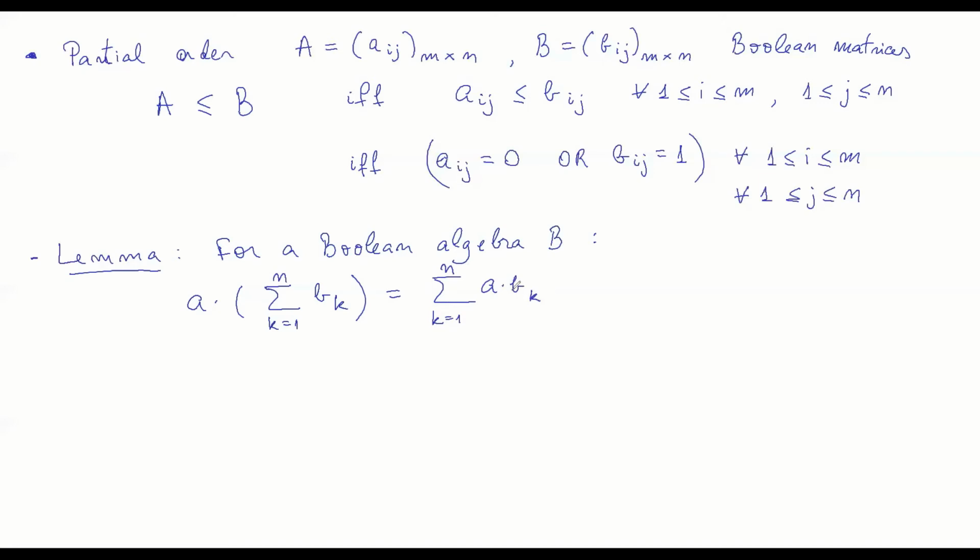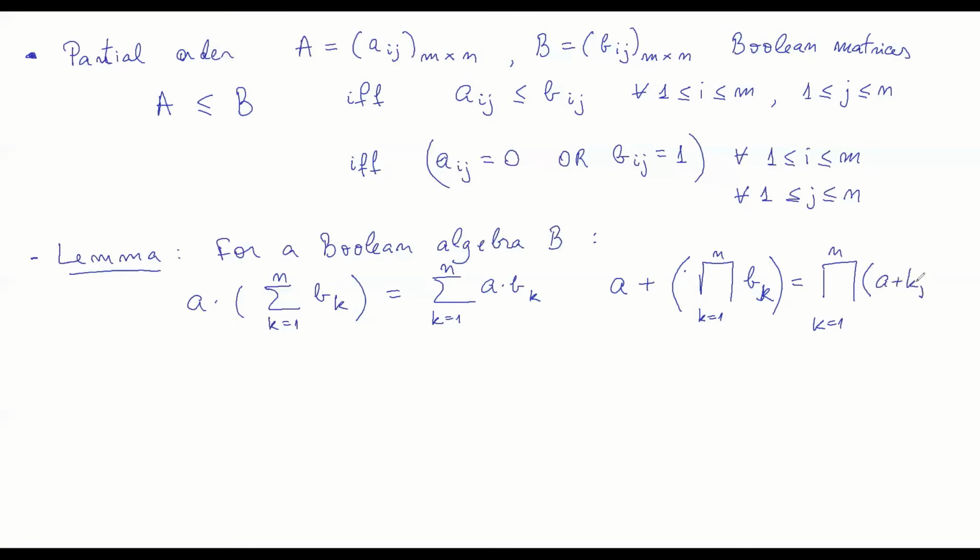We had it defined previously for just a sum of two elements, but in fact, obviously this holds true for any finite sum. And if you want to be orthodox about it, this could be proved by induction on n. And the other form of distributivity in Boolean algebras is A plus the product from 1 to n of bk, which is going to be the product from 1 to n of A plus bk.